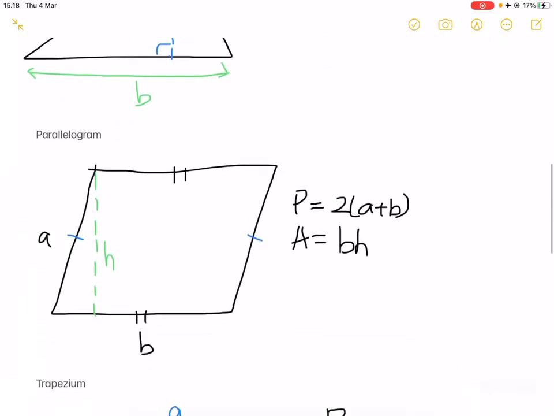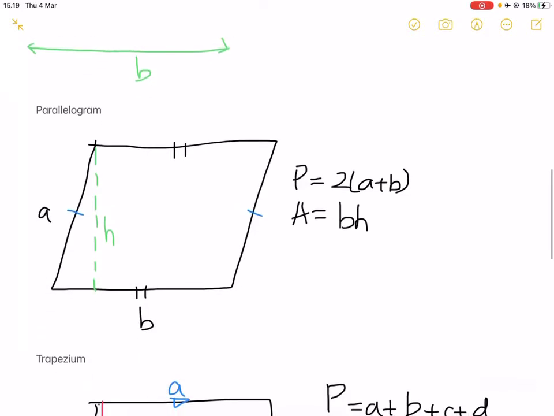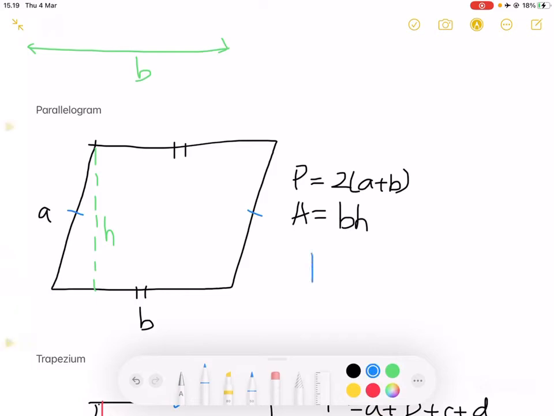So that's one keynote to keep in mind. Next is the parallelogram. It has 2 pairs of parallel sides, and it also has 2 pairs of equal sides. I'm just going to call these B and A, as shown there. So the perimeter is just 2 times A plus B. And the area here is B times H. And again, we need to ensure that the base, in this case, is perpendicular to the height.